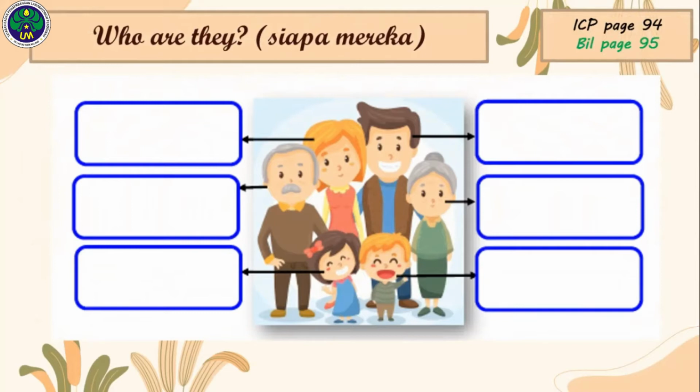Okay, so here you have 1, 2, 3, 4, 5, 6. Ada 6 kotak di sini, and please write down who they are. Tulislah siapa sih mereka. For example, contoh yang pertama, look at the arrow. Ada panah yang mengarah dari gambar ibu. So, we can say mother. Nah, and then, do the next by yourself. Ada sisa 5 kotak. Kalian bisa mengisinya secara mandiri. Look at the arrow, lihat arah panahnya. Okay, now let's go to the next.